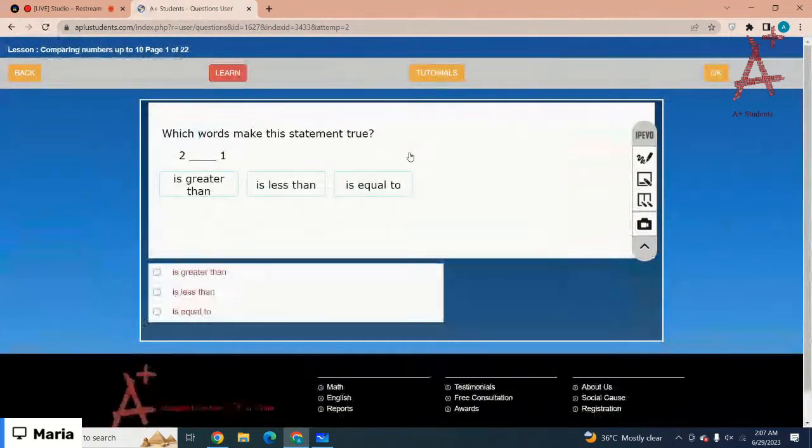Okay, which word makes the statement true? 2 and 1. When counting, 2 comes after the 1, isn't it? So that means 2 is greater than 1. Got it? If a number comes after the other number, that means that would be the greater one. So it would be 2 is greater than 1.